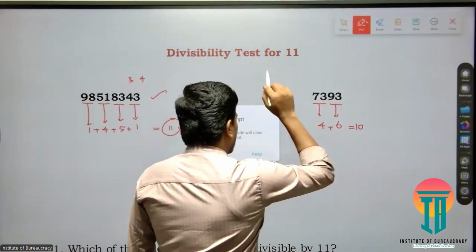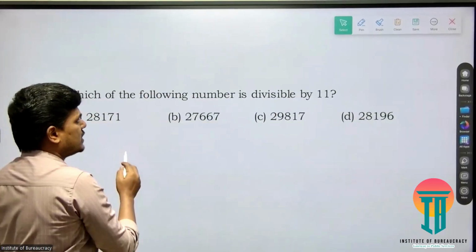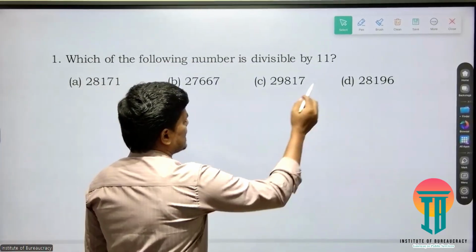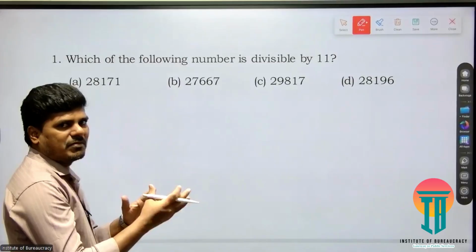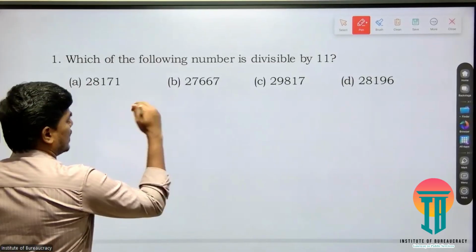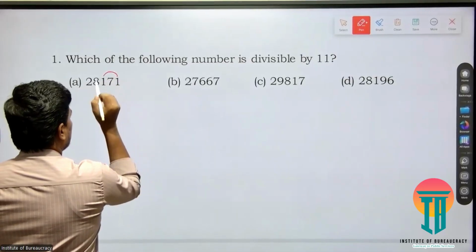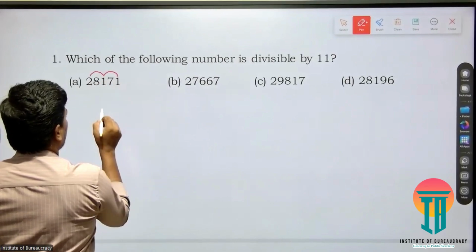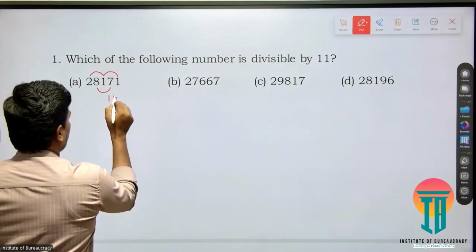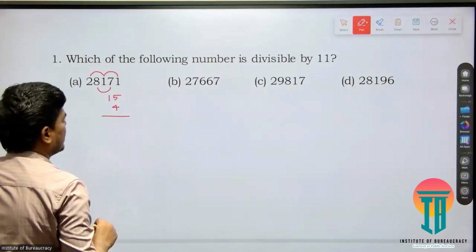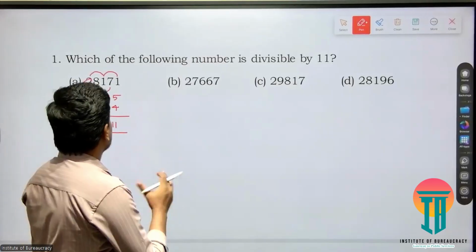Now, let's apply this concept in some of the PYQ questions of SSC on the divisibility test for 11. Which of the following numbers is divisible by 11? What do we do? We'll apply the odd and even place sum concept here. Otherwise, we can also apply the other concept, no problem. So it is going to be 1 plus 1, 2, 2 plus 2, it is going to be 4. The even place number is going to be 15, so 8 plus 7, 15. The difference is going to be 11. So this number is divisible by 11. That's it. The option is A.